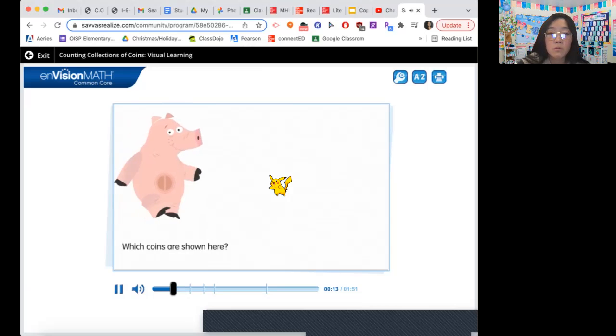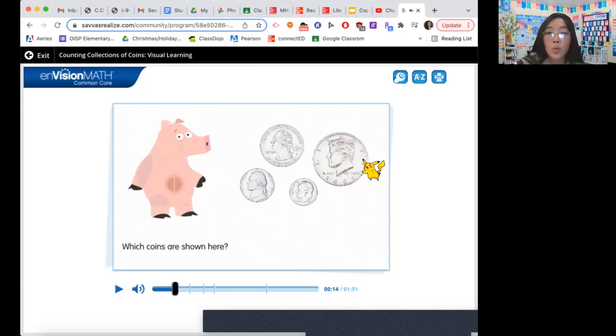Which coins are shown here? We have a $50, a quarter, a dime, and a nickel. There is a quarter, a dime, a $50, and a nickel.